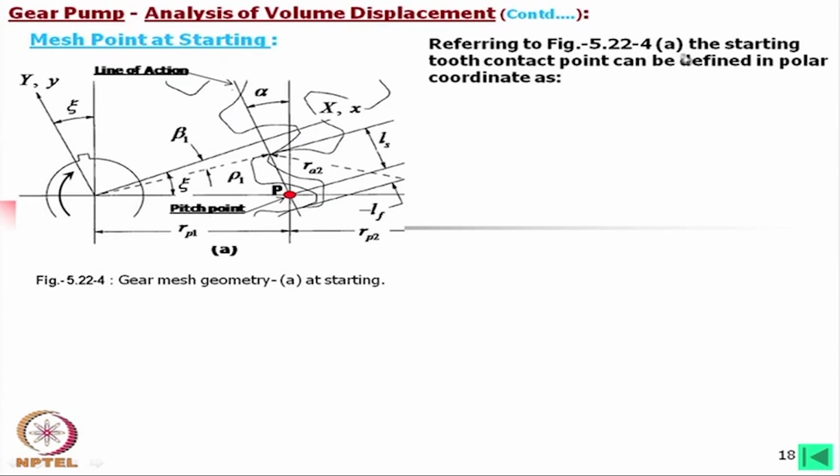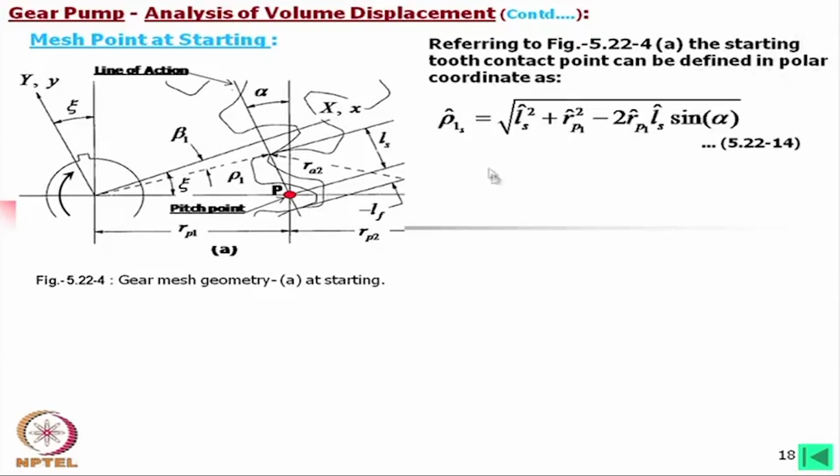Now, referring to this figure, we will find the starting tooth contact point. This coordinate again is given by this one. If you look into this geometry, we can have this equation. Here S indicates the starting point, and rho 1 at starting is denoted by rho 1 S. As well, L S is the length of the instantaneous contact point at starting.